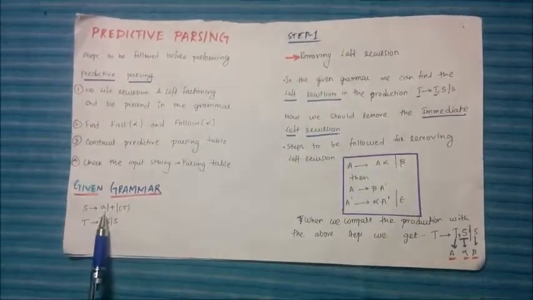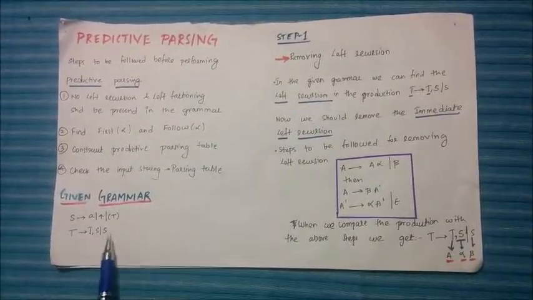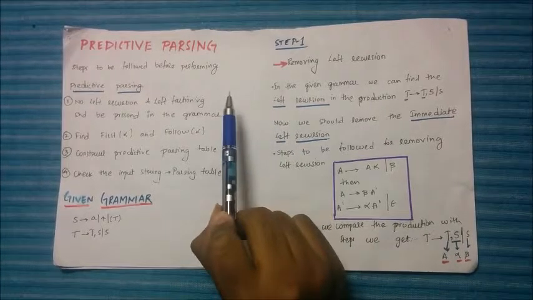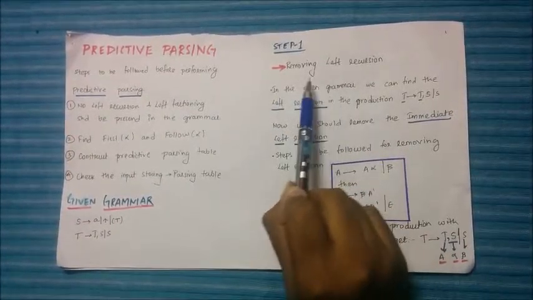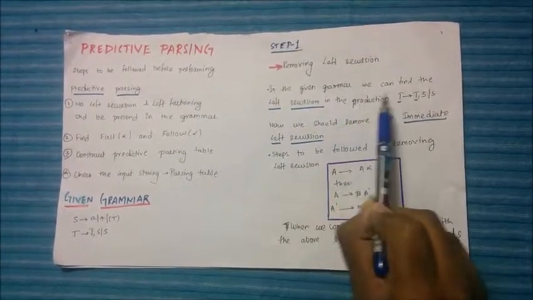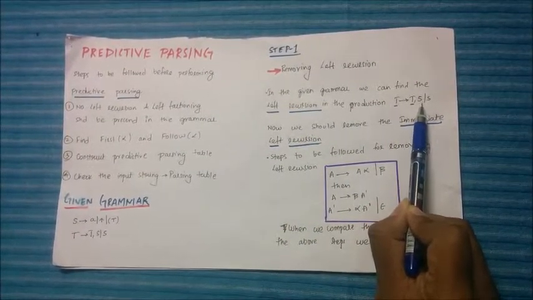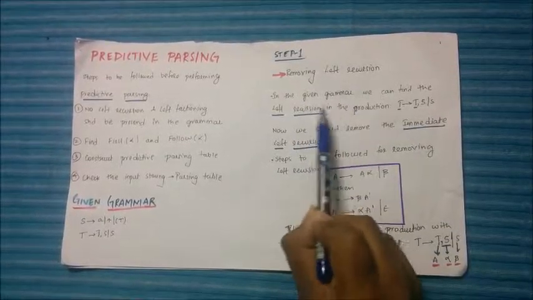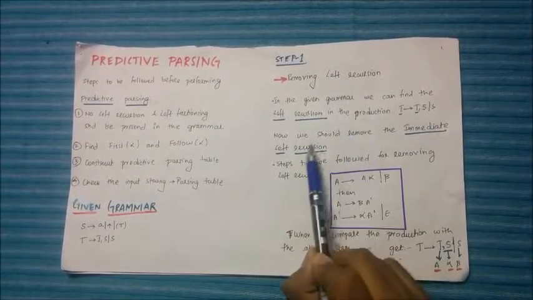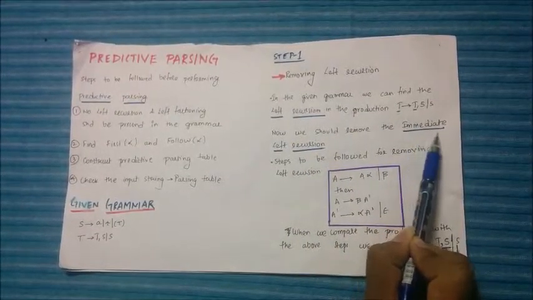Given grammar: S implies A, T implies T, comma, S or S. Step 1: there are actually several steps to be followed. The first step is to remove left recursion. In the given grammar, we can find left recursion in the production T implies T, comma, S or S. So we have to remove the left recursion in this grammar. Now we should remove the immediate left recursion.